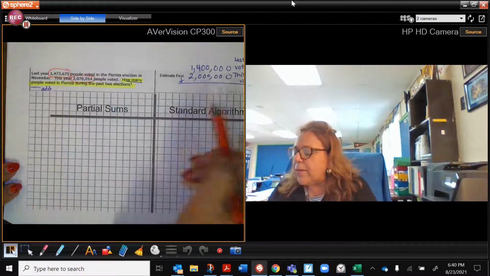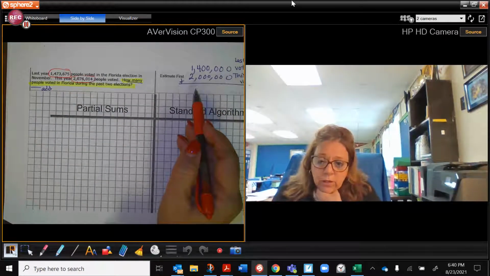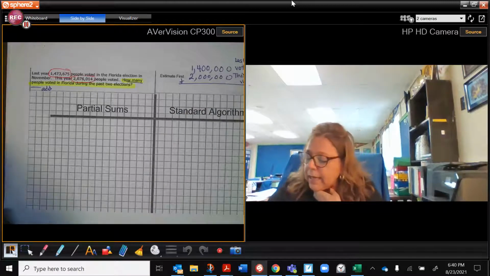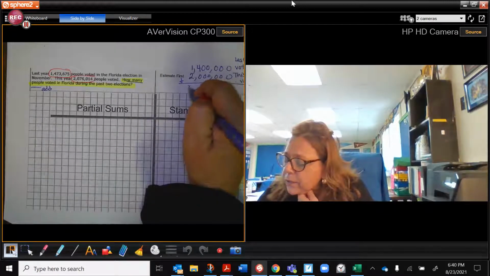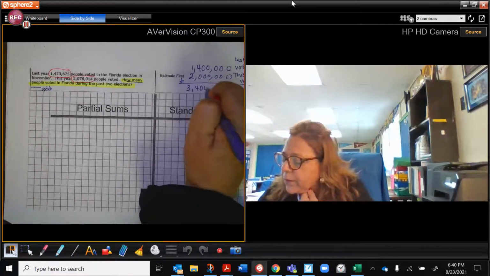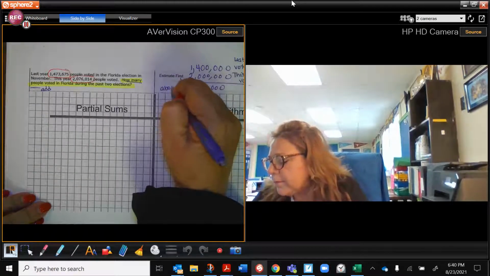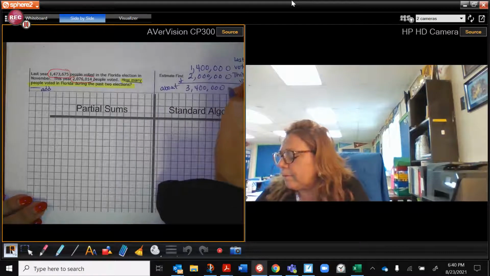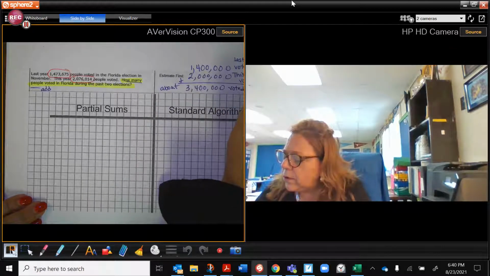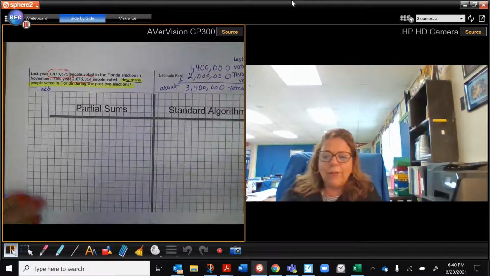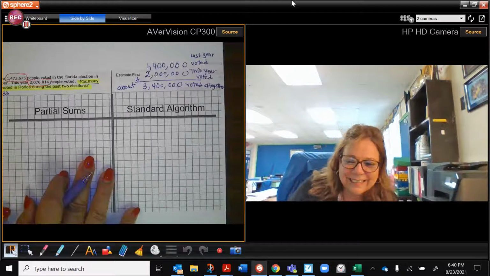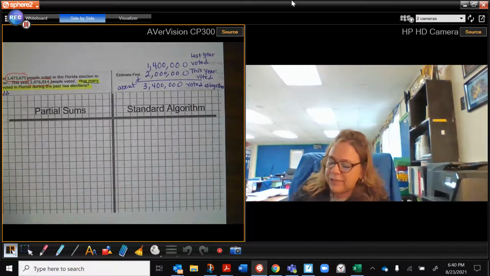So I'm going to say about 3,400,000 people voted. So as I add this up, this is 3,400,000 people voted. This is about because we're estimating. Voted all together. Can y'all read that? Kind of squishing it in. All together. And you're going to do the same.